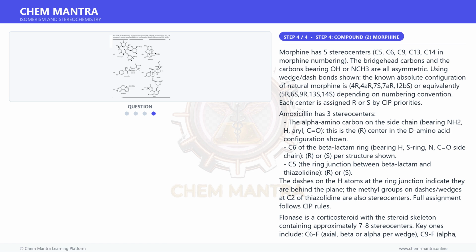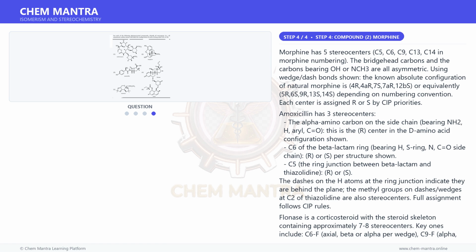Simvastatin has 8 stereocenters, the decalin ring junctions and ring carbons bearing methyl or OH groups, plus the lactone ring carbon bearing OH, and the ester side chain carbon bearing 2 different alkyl groups. Wedge and dash bonds in the drawing define each configuration. CIP priorities are assigned based on substituents at each center.